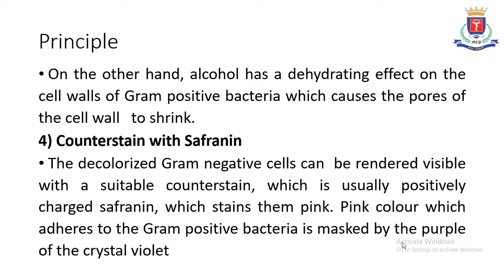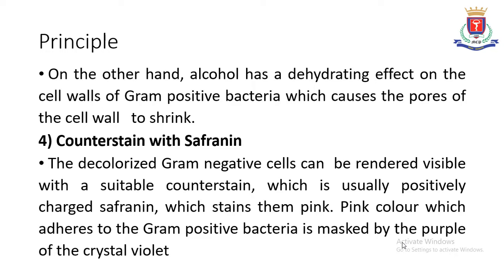On the other hand, alcohol as a dehydrating agent acts on the cell walls of gram-positive bacteria, which causes the pores of the cell wall to shrink. The CV-I complex gets tightly bound into the multi-layered, highly cross-linked gram-positive cell wall, thus staining the cells purple. The decolorization step must be performed carefully, otherwise over-decolorization may occur.